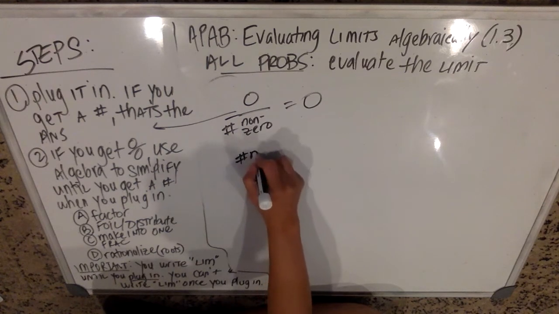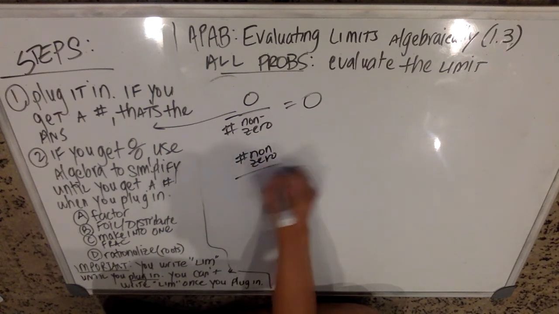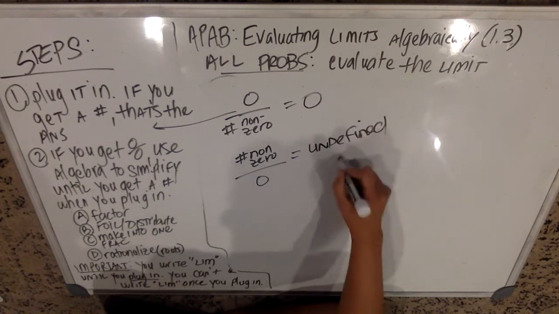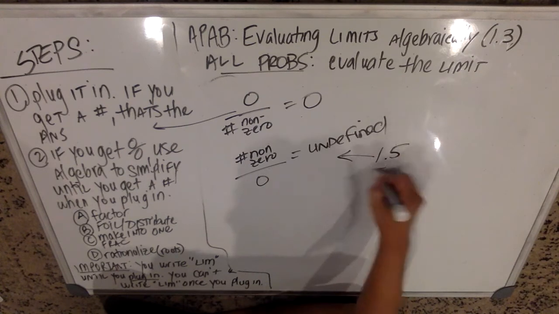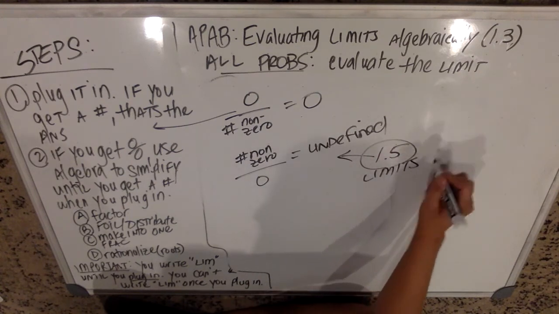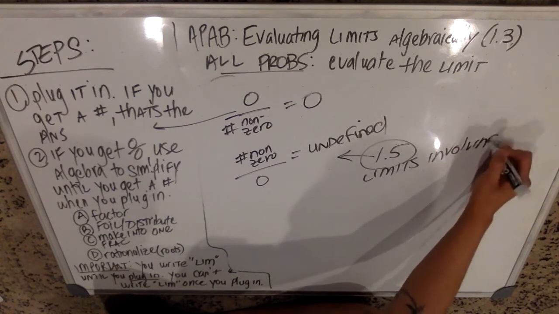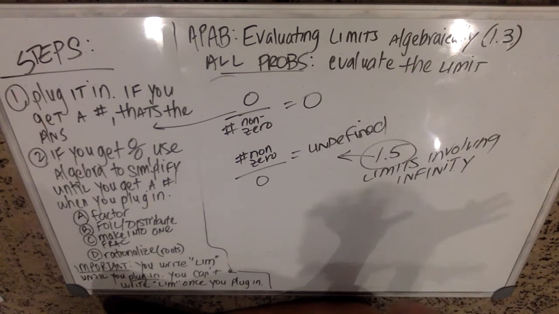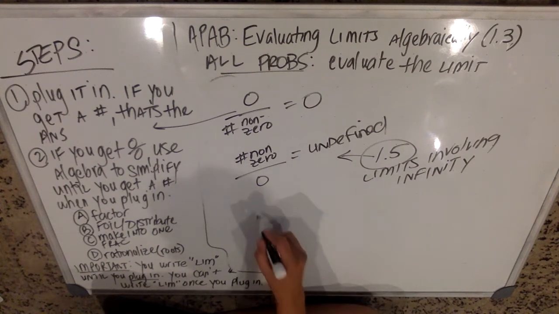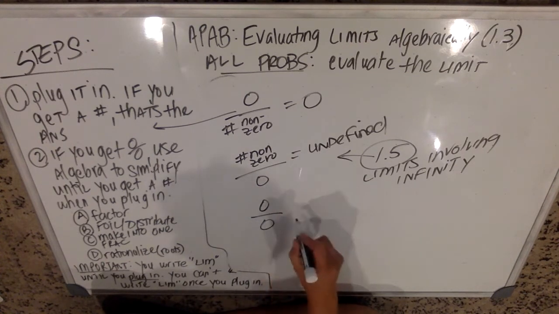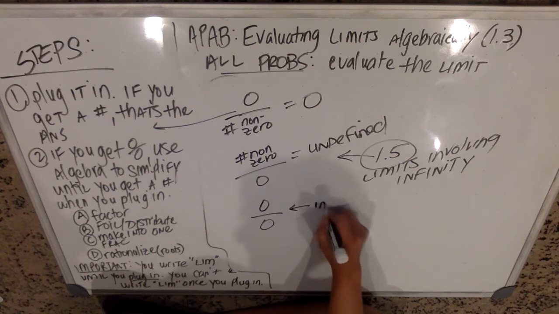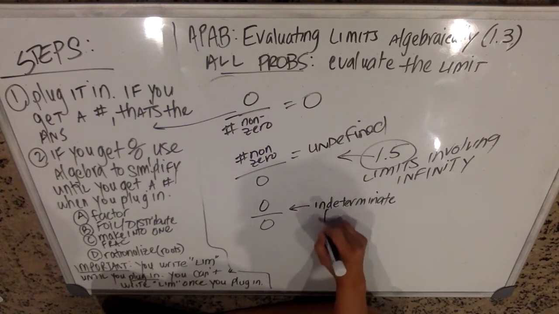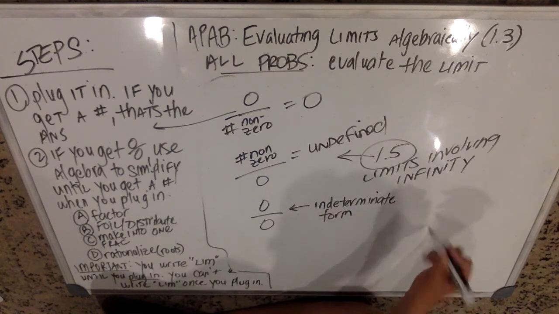But a non-zero number on top of 0 is what we call undefined, okay? And we're going to talk about this when we get to 1.5, which is limits involving infinity, okay? So we're not going to talk about this yet, but that's a possibility sometimes. It's just not a possibility yet because we're going to do that in 1.5. And then the third possibility is you could get 0 over 0, which is what we call an indeterminate form. Okay, and there's a bunch of indeterminate forms that we're going to talk about.